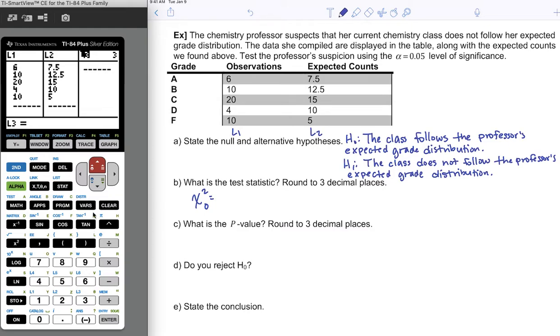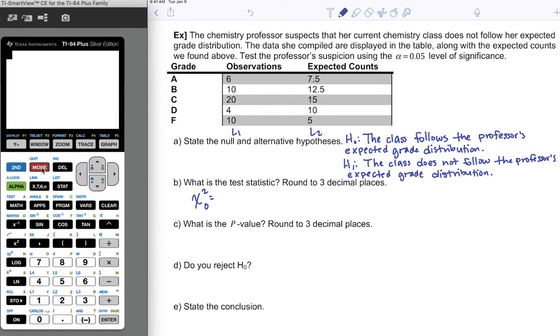So go to the very top like I did here. Press Enter. It should be blinking down here. And we put L1, the observed values, minus L2, the expected values, squared, divided by the expected values, L2. And when you press Enter, it will populate List 3 with what are called the chi-square contributions. So we now want to add these up, and this can be done quickly using the sum function in the calculator. You don't really need to write these down because they're already in the calculator.